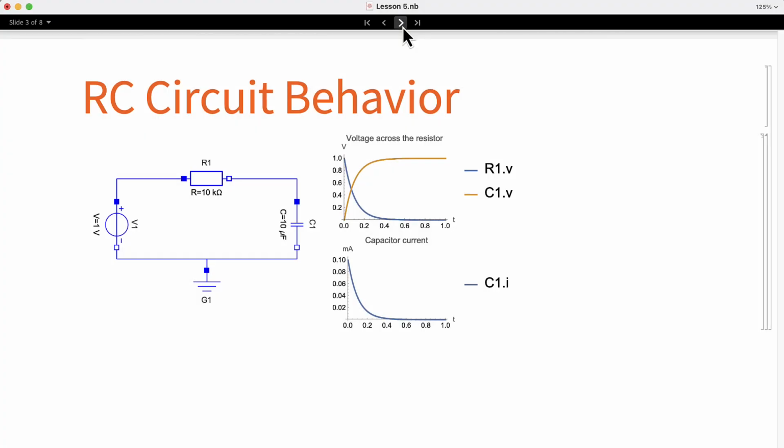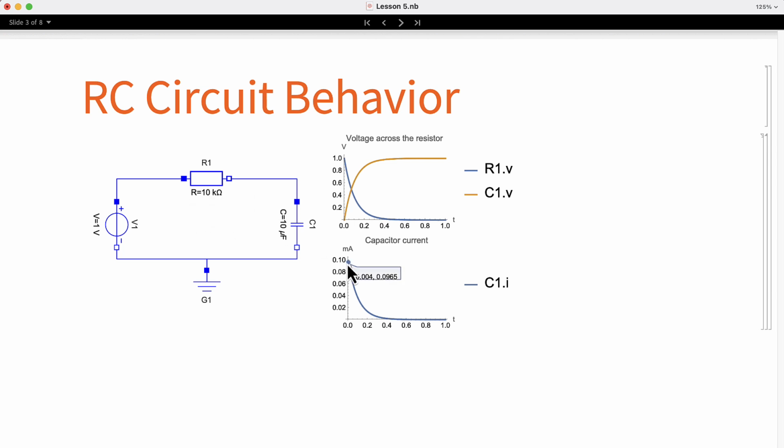Once we understand the behavior of the components, it is easier to understand what happens when we connect them together. In the plot, we can see in orange the voltage of the capacitor. In blue, there is the voltage in the resistor, and at the bottom we have the current. At time 0, the voltage for the capacitor is 0. That makes the voltage across the resistor 1 volt because it is the input voltage minus the capacitor voltage. As a consequence, the current in the resistor is 0.1 milliamperes, which is 1 volt divided by 10 kilo ohms.